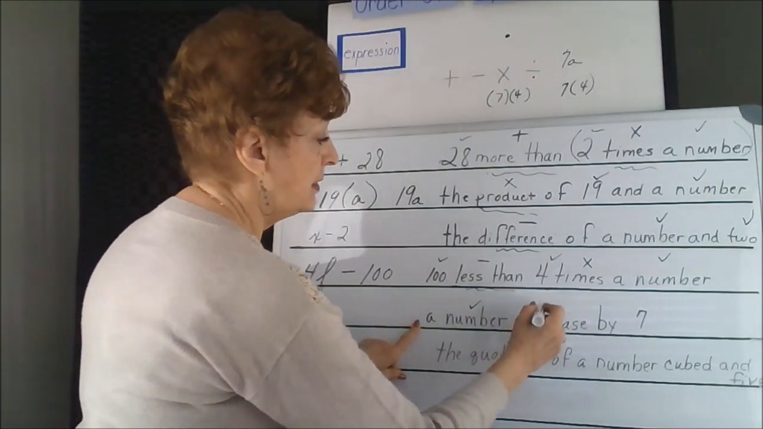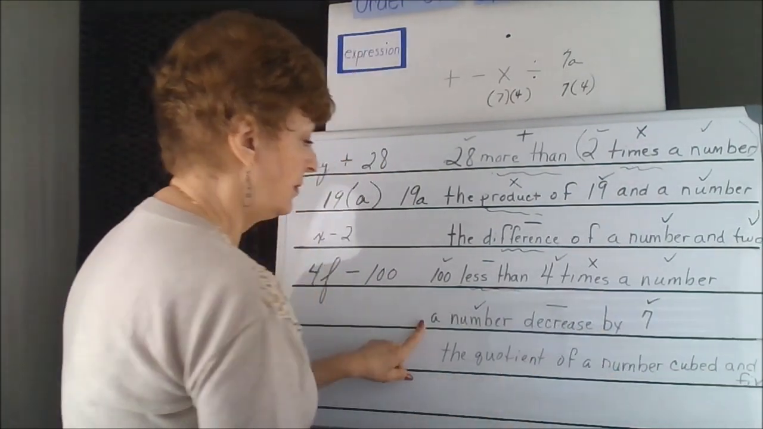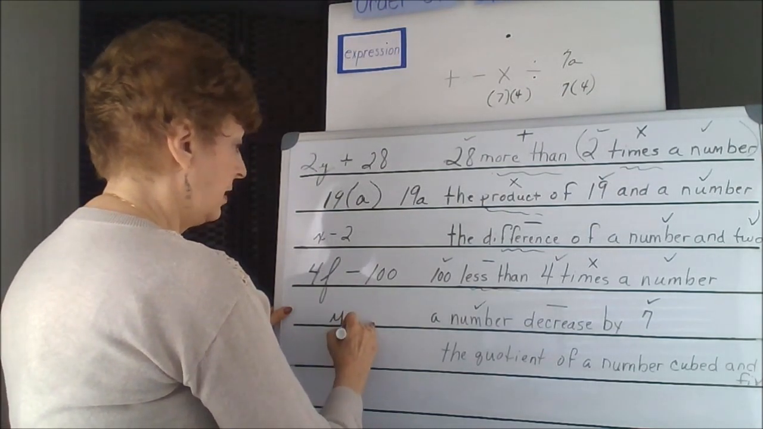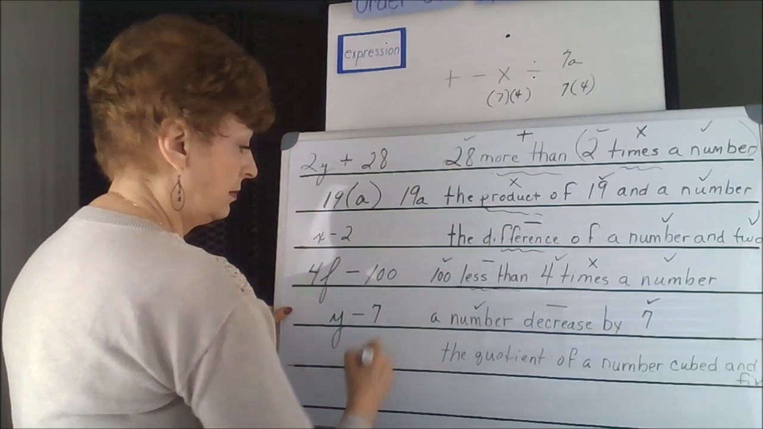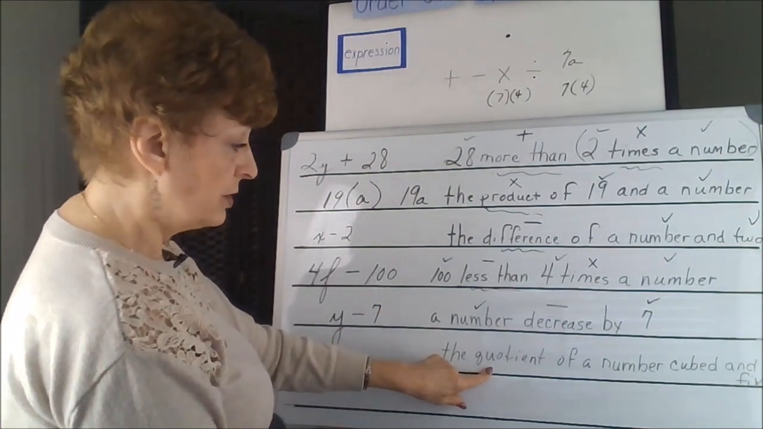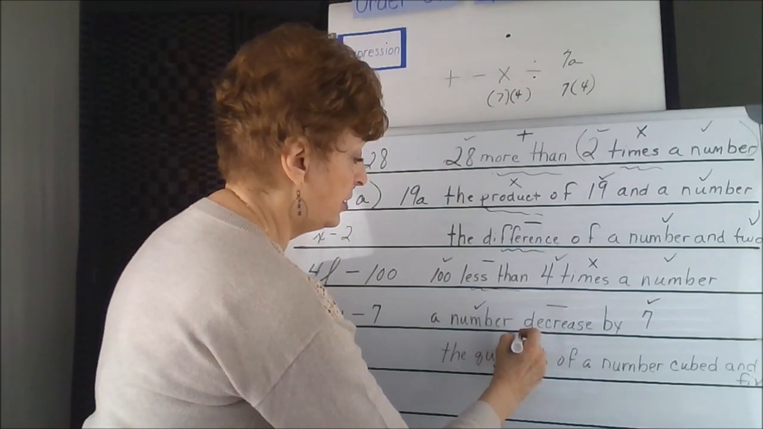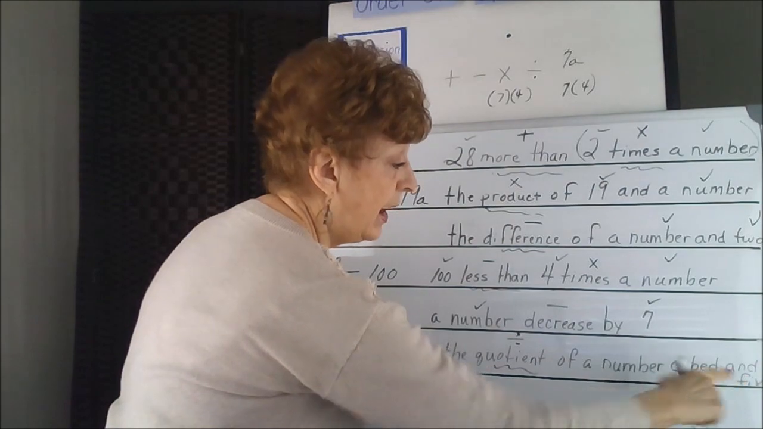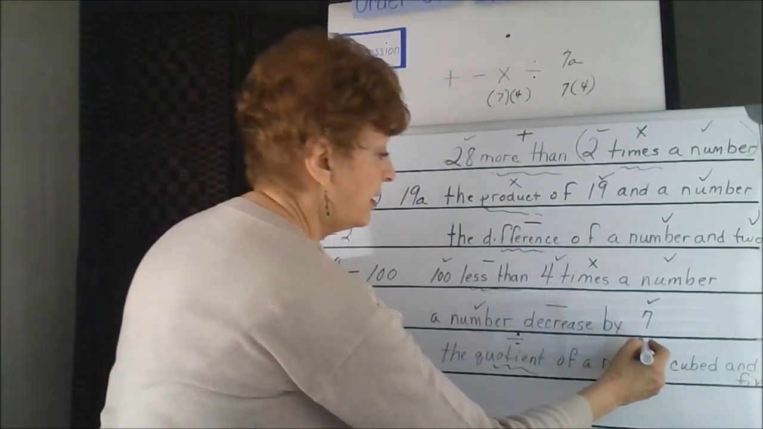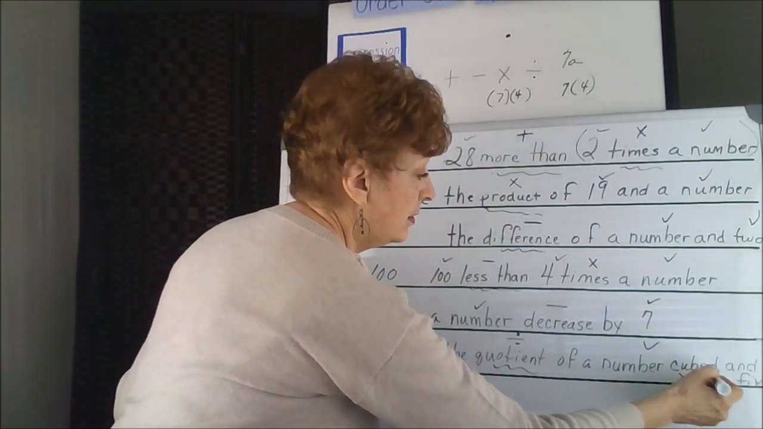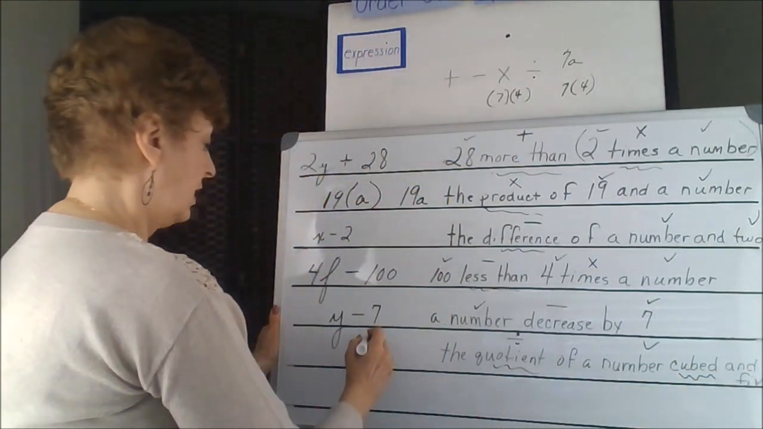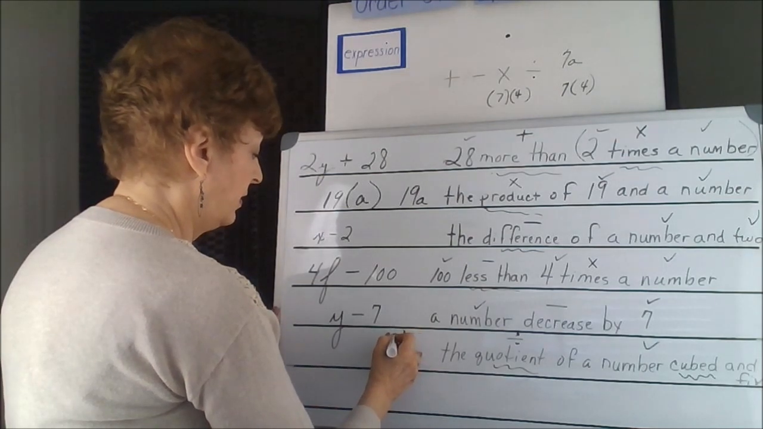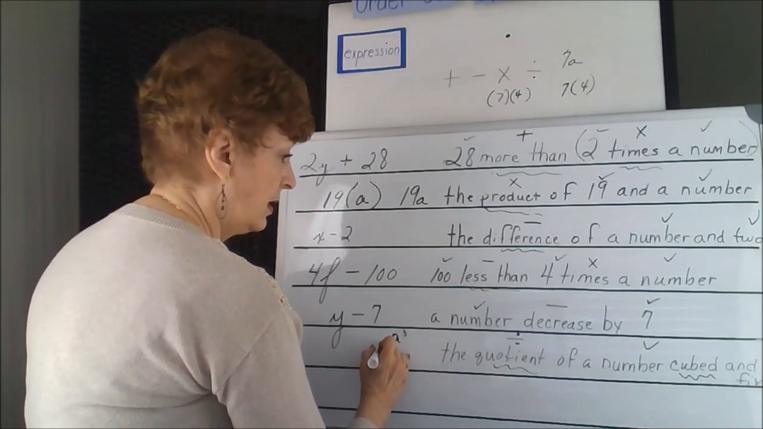A number decreased by 7. So we would have a number, let's call this y, minus 7. The quotient of, here's our division, the quotient of a number cubed and 5. So here we have a number and it's cubed, and here's our 5. So a number cubed, let's say this is a to the 3rd, and 5.